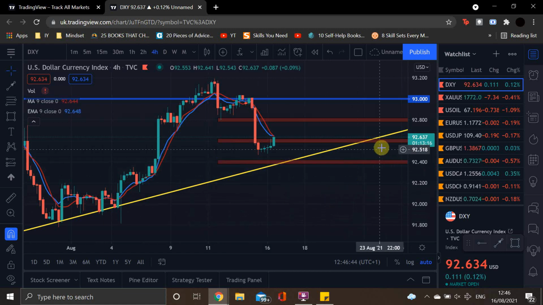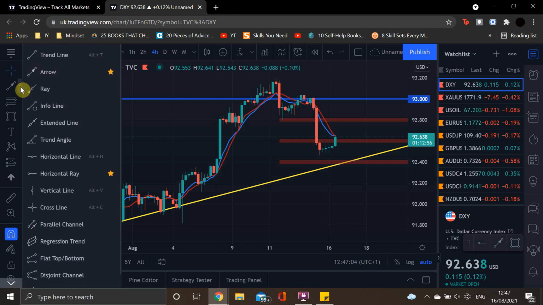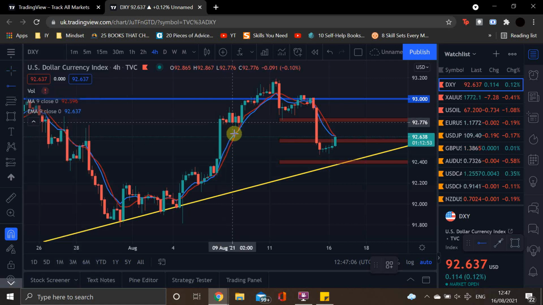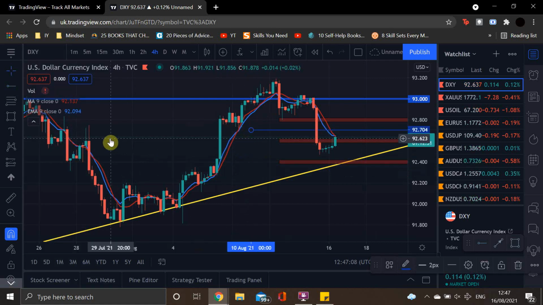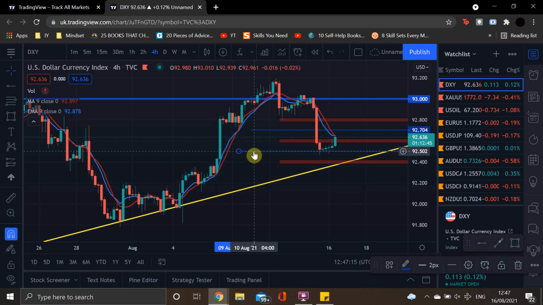The reason I picked those areas there is because you can see that they're major areas on this. Yeah, so you can see a reaction at 92.6. Definitely. It also reacted off 92.7, I think, in the past. Yeah, it also reacted off that, definitely. I'll put horizontal rays because they're important points. Look, it stopped at 92.5.